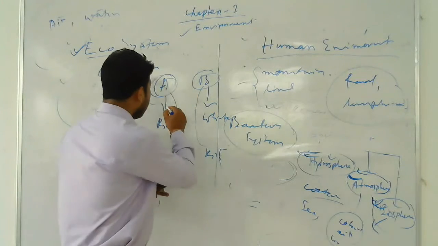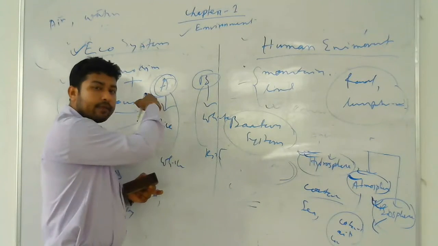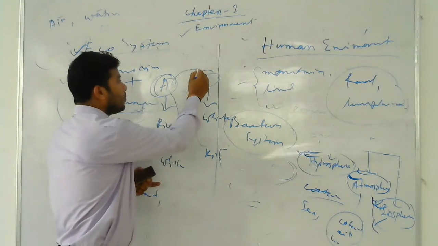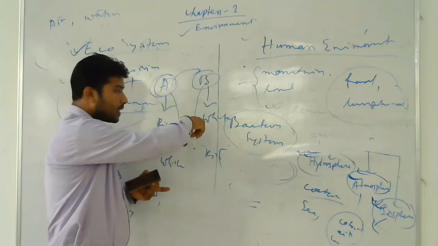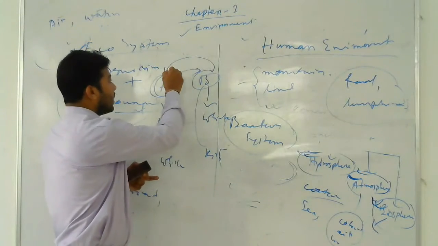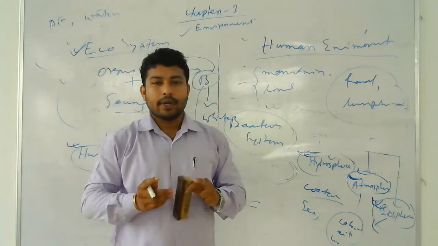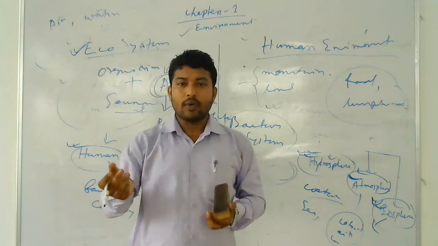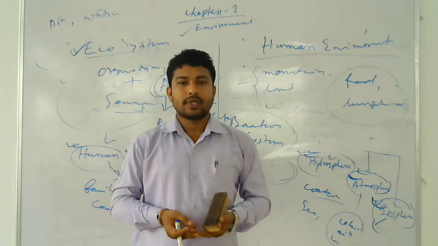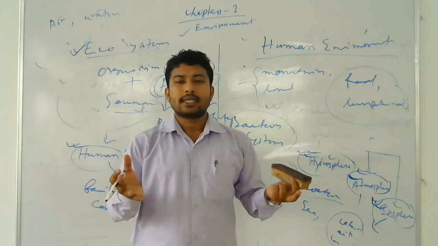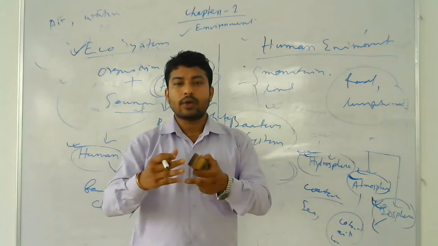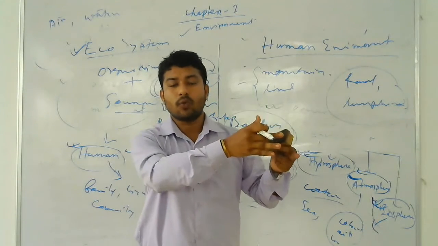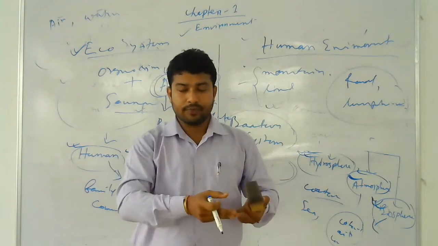Means A has a lot of rice, so he will give rice to B, and B has a lot of surplus wheat, so he will give wheat. In this way, goods are exchanged with goods directly. But now, due to the present scenario, it is not possible to exchange goods with goods directly, because we cannot find that person who needs exactly what goods I want to give.